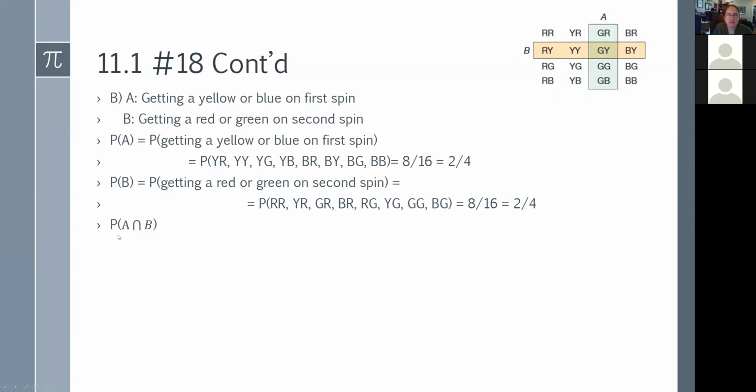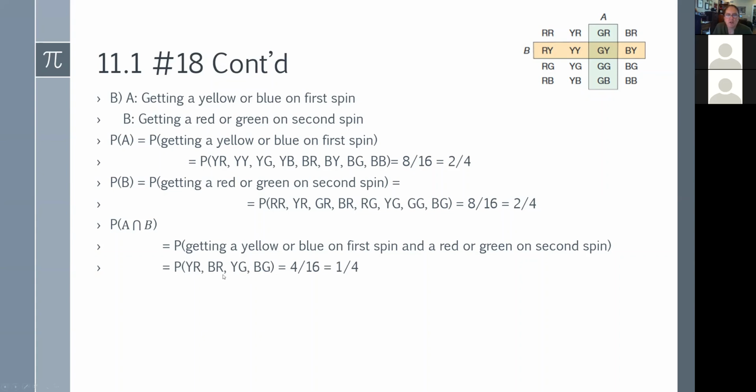A intersect B, we want to find the probability of getting either a yellow or a blue on the first spin and getting a red or green on the second spin. So we could get a yellow on the first spin and a red on the second. We could get blue on the first spin and red on the second. We could get yellow on the first spin and green on the second, or blue on the first spin and green on the second. So there's 4 different outcomes out of the 16 outcomes, and that reduces down to 1/4.